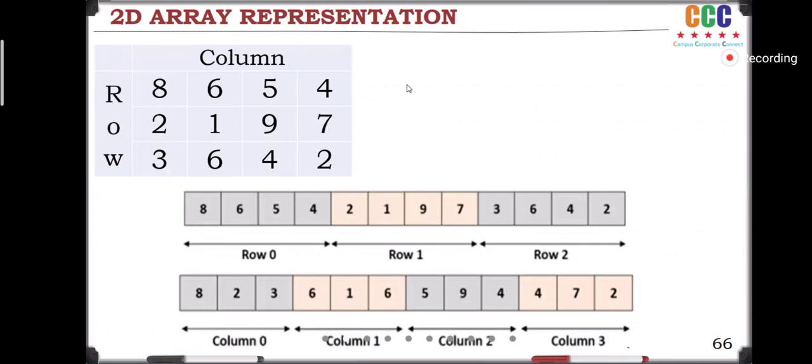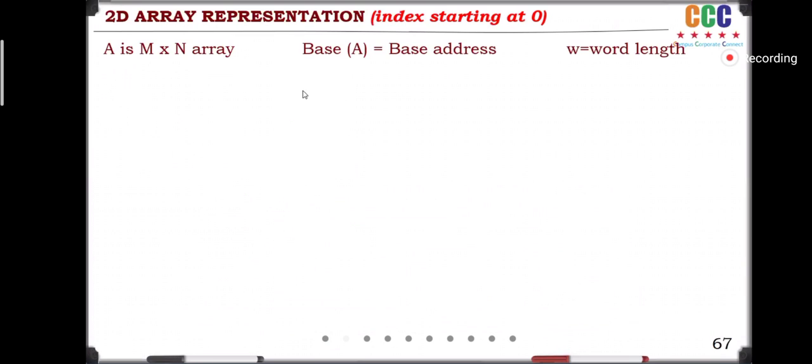Fine. Now, what do we do after this knowledge? If I have a two-dimension array representation, index starting at 0 in this case, and A is an m by n array, rows and columns, and I have some base address. Base address is the first address of that allocation. And the word length is the size of each element. If it is an integer, then 4. If it is a character, it's 1.